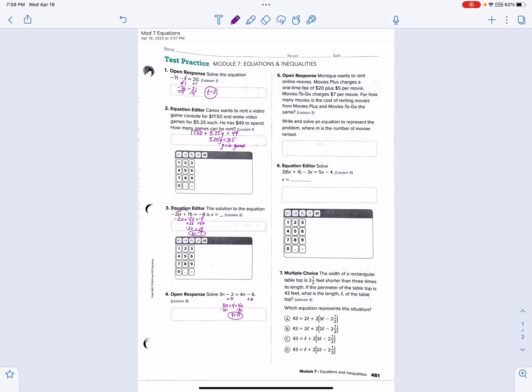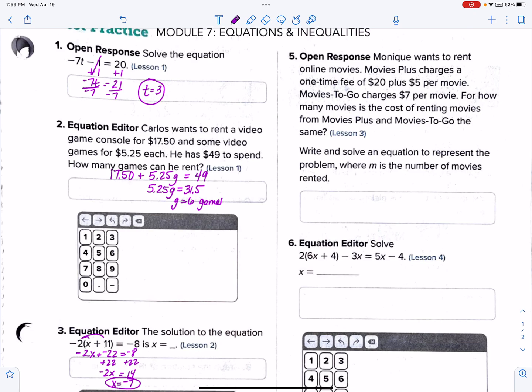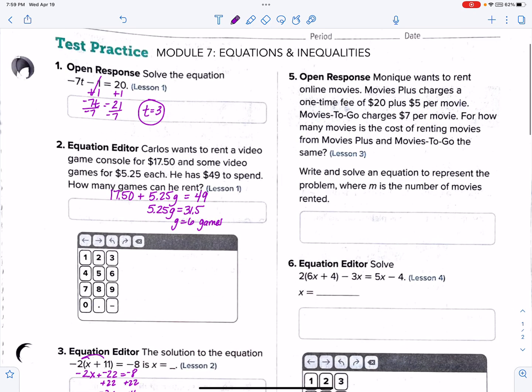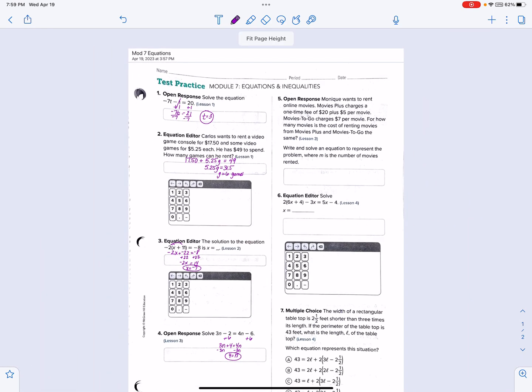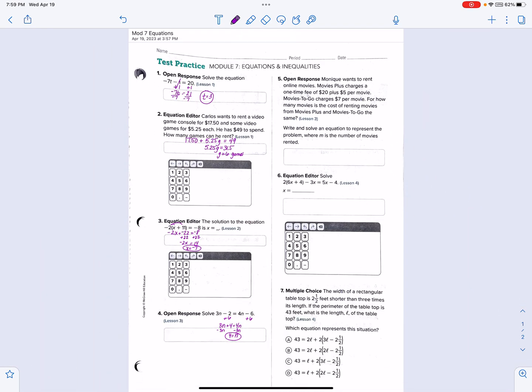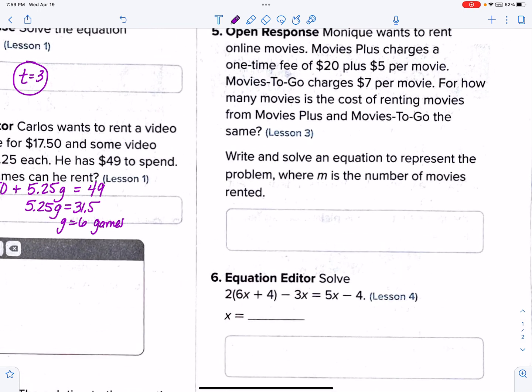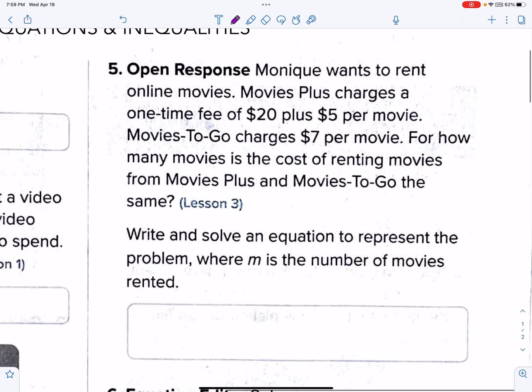All right, now that you have finished your Module 7, I want you to follow along and check your work and you can see how you did. We already did 1, 2, 3, and 4 yesterday. If you didn't have that done, pause and take a look at those right now and you can copy those down. Let's go ahead and check your work for number 5.